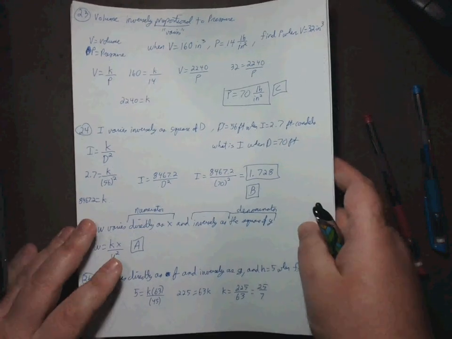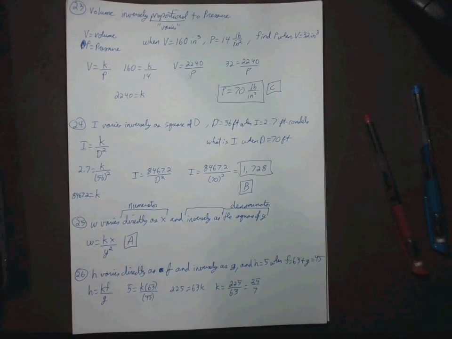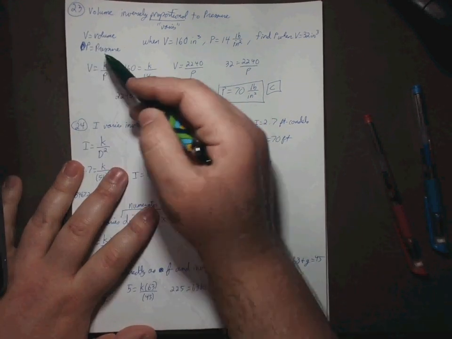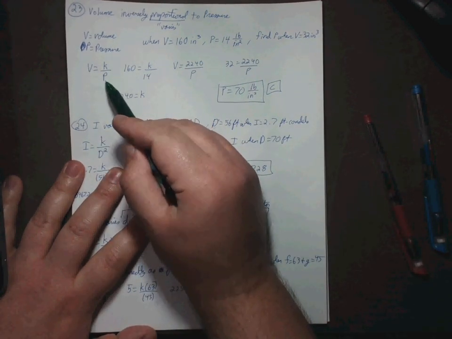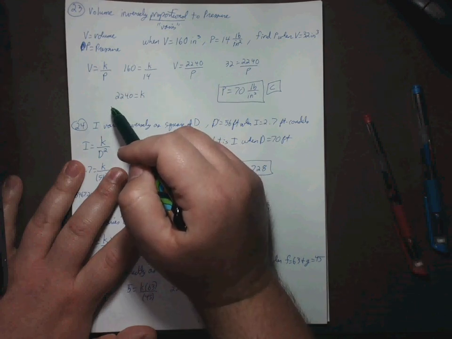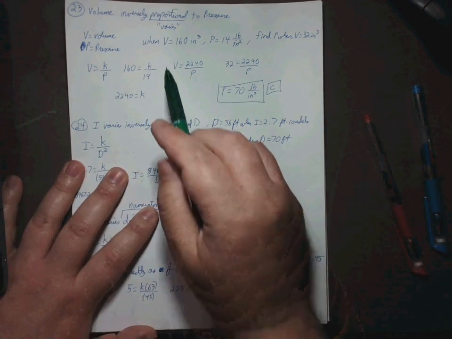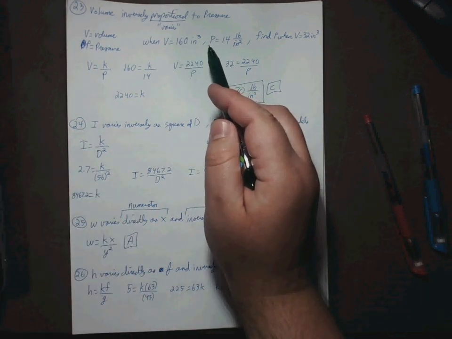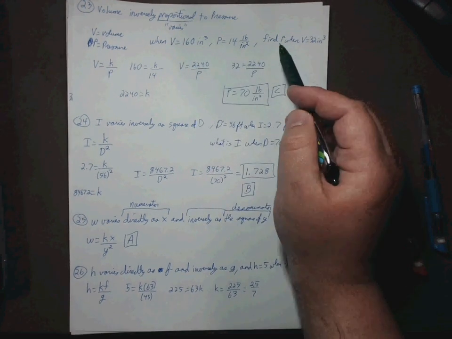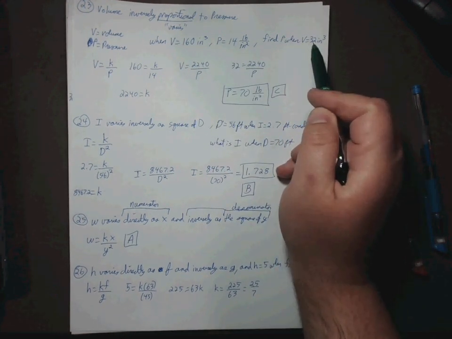23 was another word problem. But again, we're just looking for the key words here. All right? I'm not going to read it out loud. You can read. But the key words were here. It says volume is inversely proportional, or varies inversely, to pressure. So I said, okay, capital V is volume, capital P is pressure. Volume varies inversely to pressure, so that's K over P. Okay? And it tells me when V is 160, P is 14. Okay? And it says find P when V is 32. Okay?